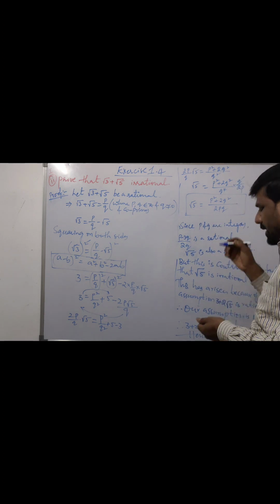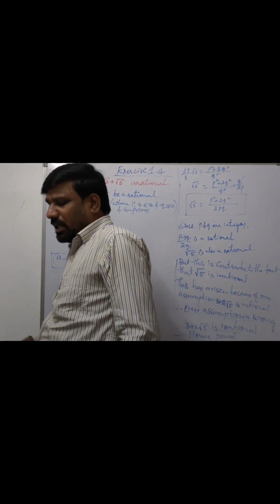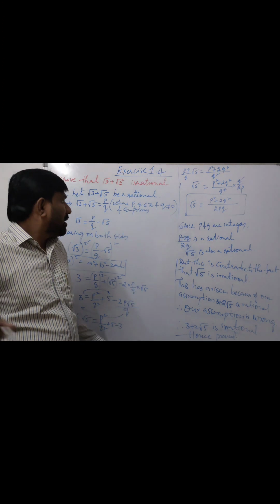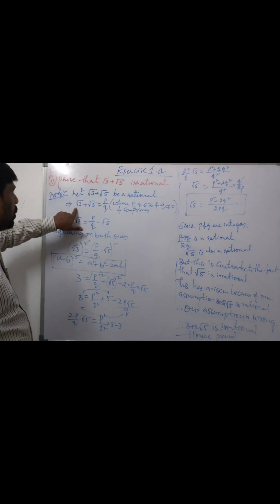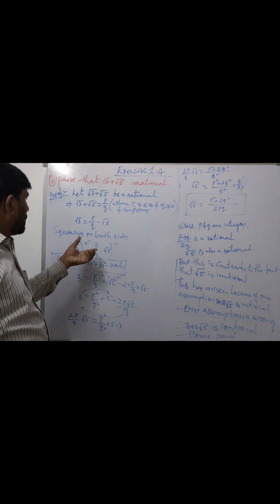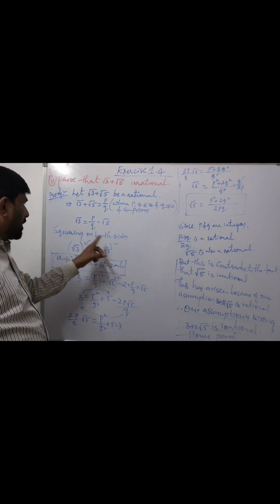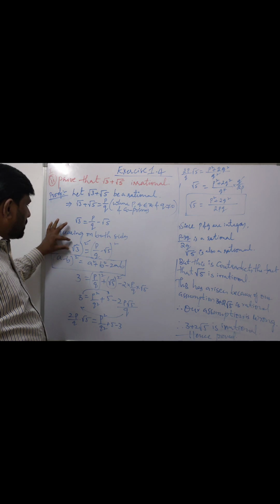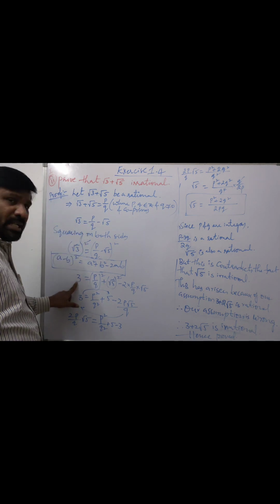You make a note of it this year. Clearly, here I have sent root 3 to the RHS, root 5 to the RHS, right? So that after that I have made a squaring on both sides. LHS is very simple. Square and square root will get cancelled, you will get 3.